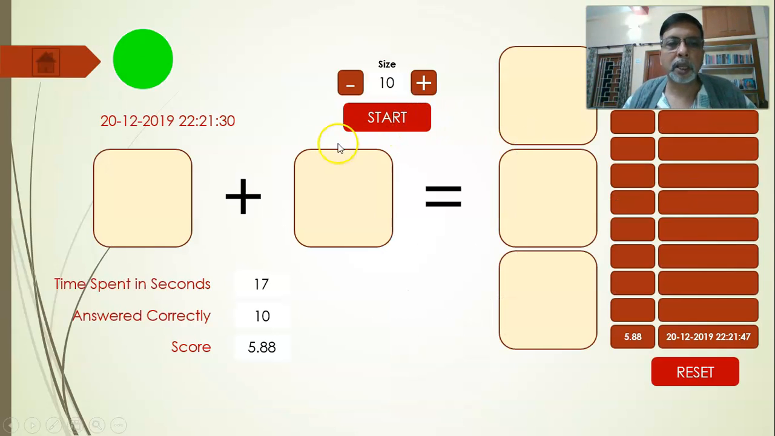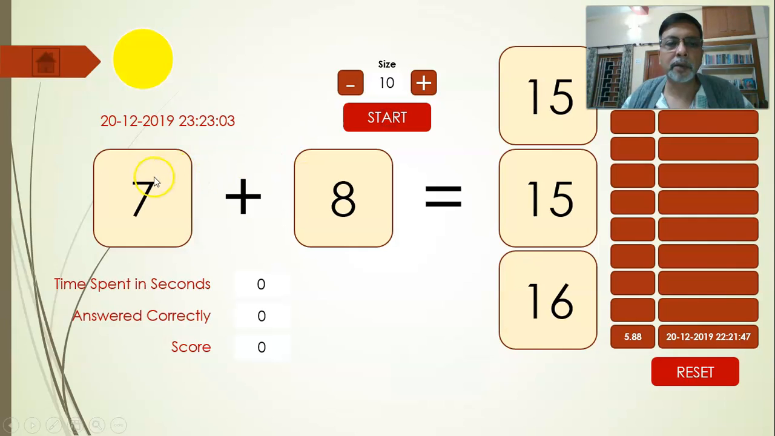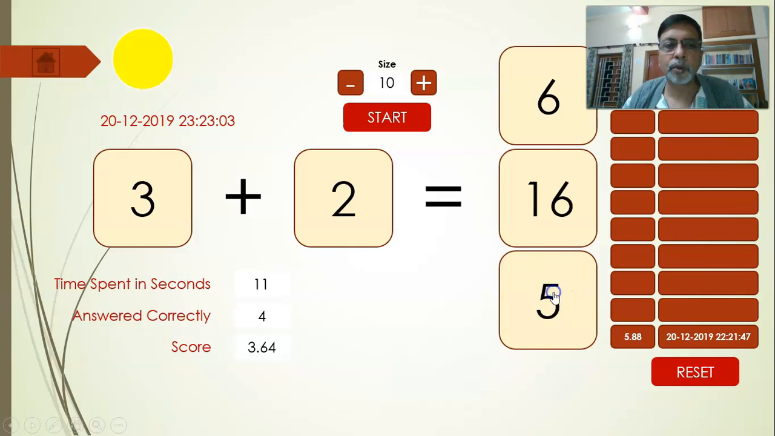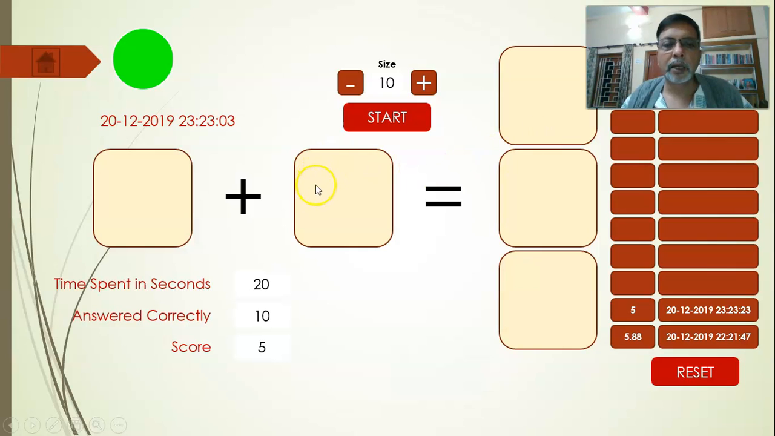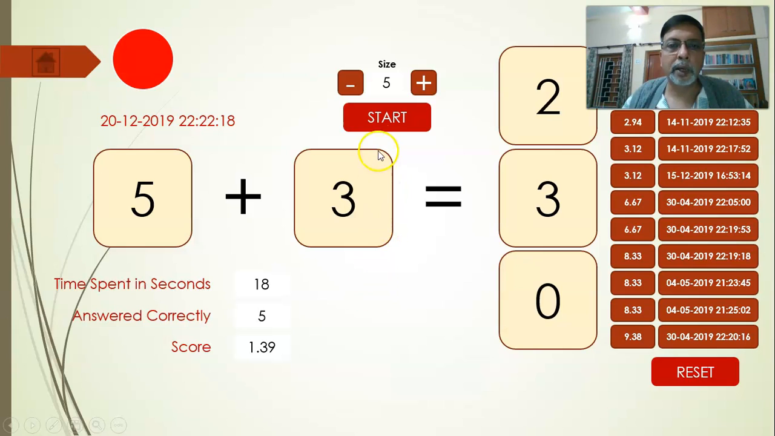Next game is the game of sums. I start the game: 7 plus 8, 15. I need to choose the correct number. 7 plus 9, 16. 5 plus 7, 12. 3 plus 2, 5. 8 plus 9, 17. 9 plus 1, 10. 9 plus 4, 13. 5 plus 5, 10. 1 plus 5, 6. And I have completed 10 sums within how many seconds? I don't know. The seconds are important.